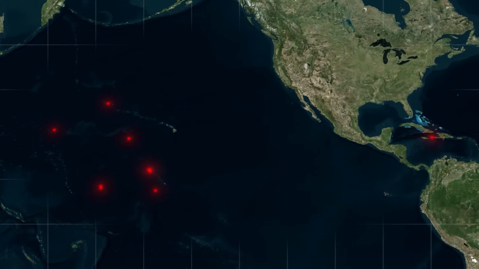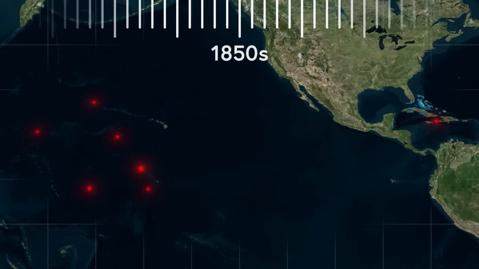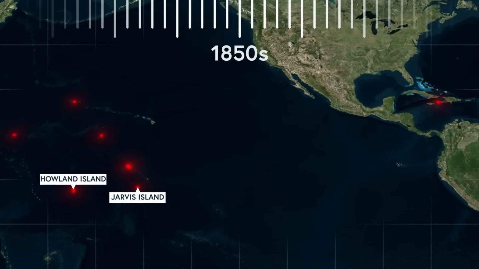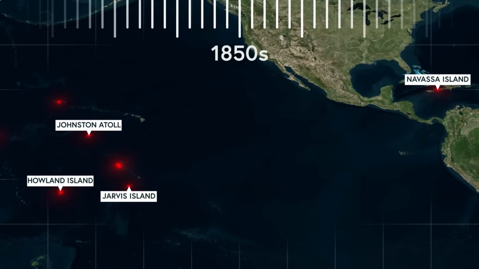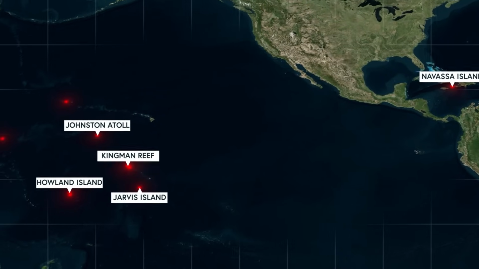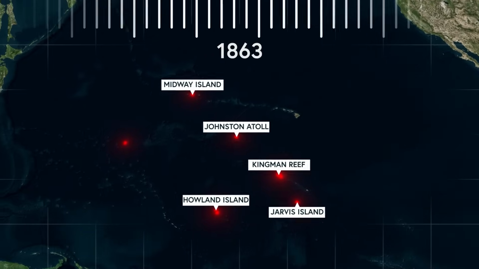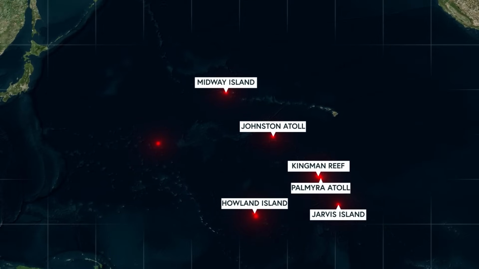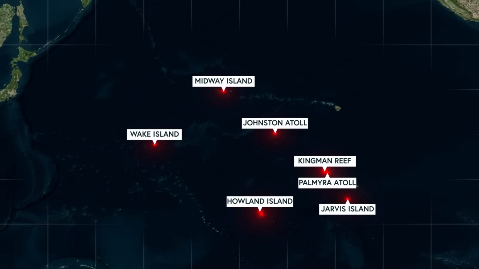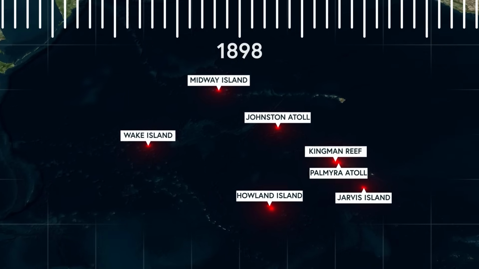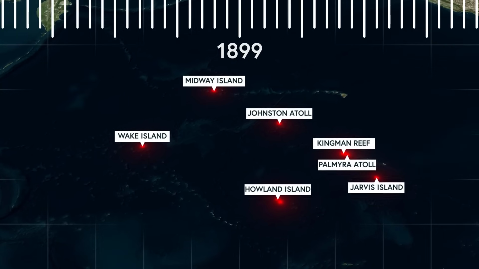Many of these islands were acquired in the 1850s, including Howland Island, Jarvis Island, Johnston Atoll, and Navassa Island. Kingman Reef was acquired shortly after, in 1860, followed by Midway Atoll in 1867. Palmyra Atoll and Wake Island were acquired by the United States in 1898 and 1899, respectively.